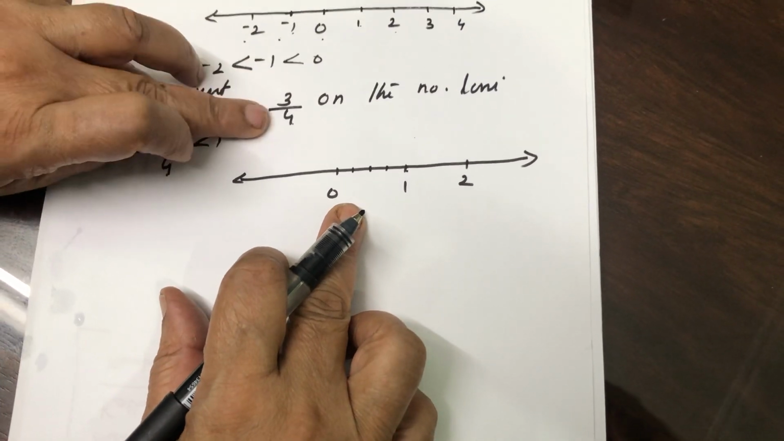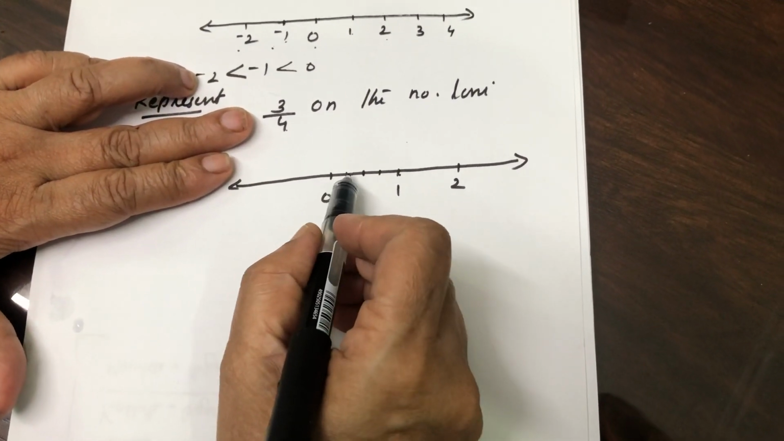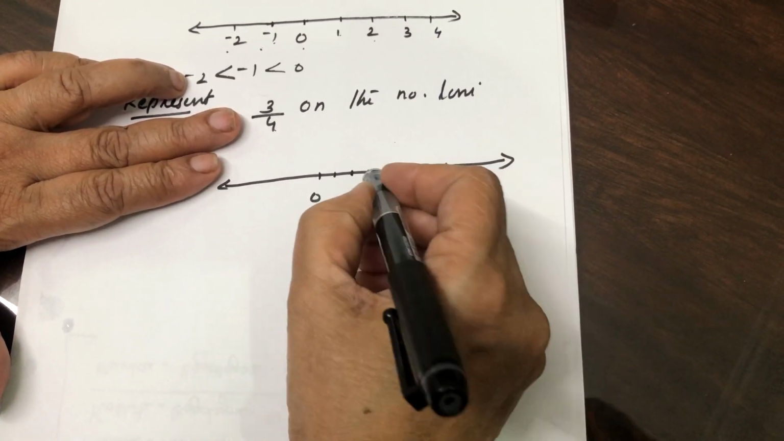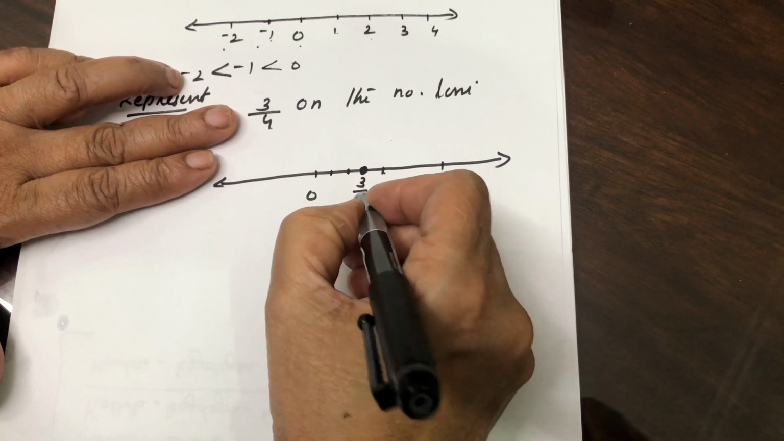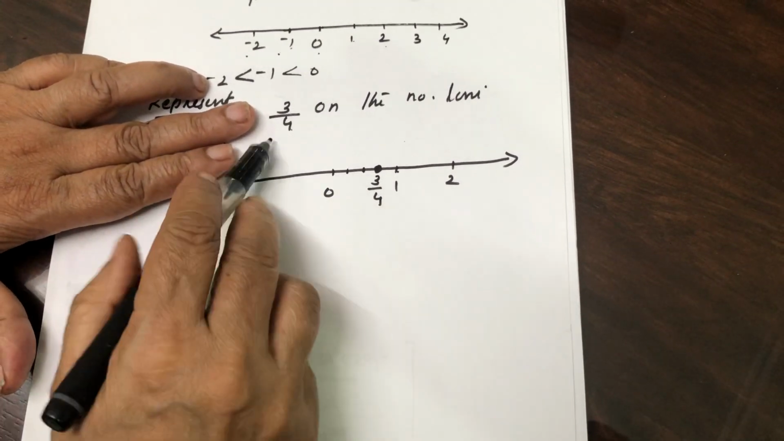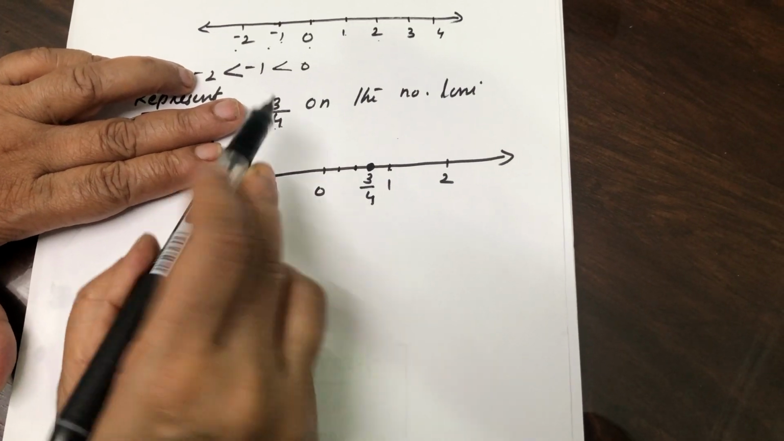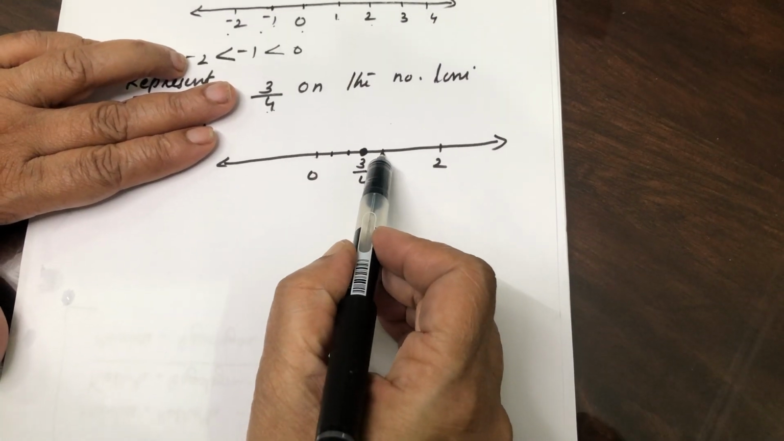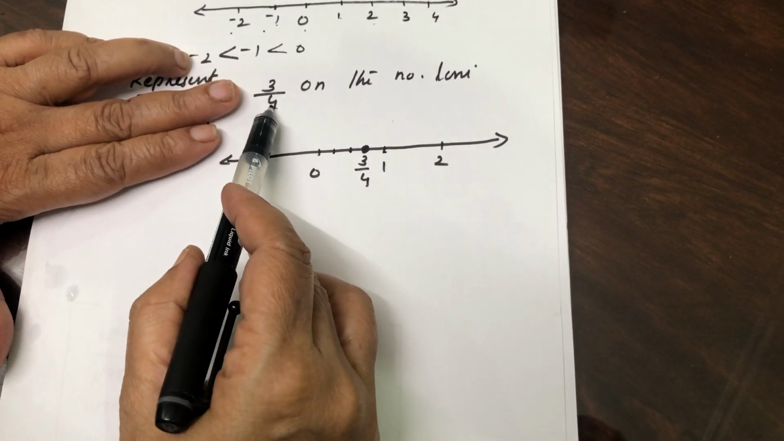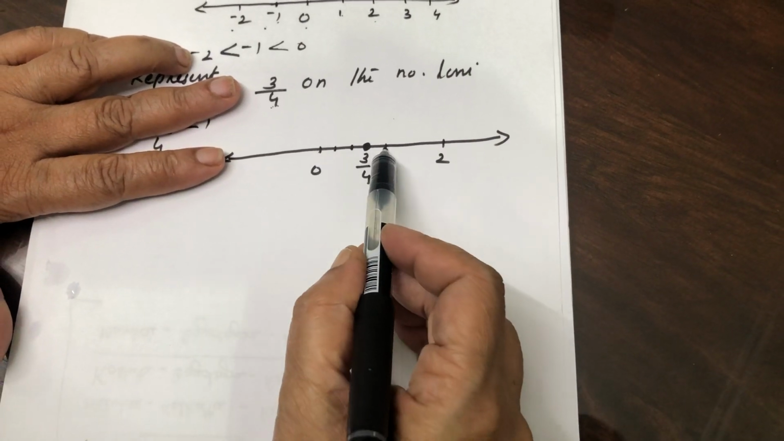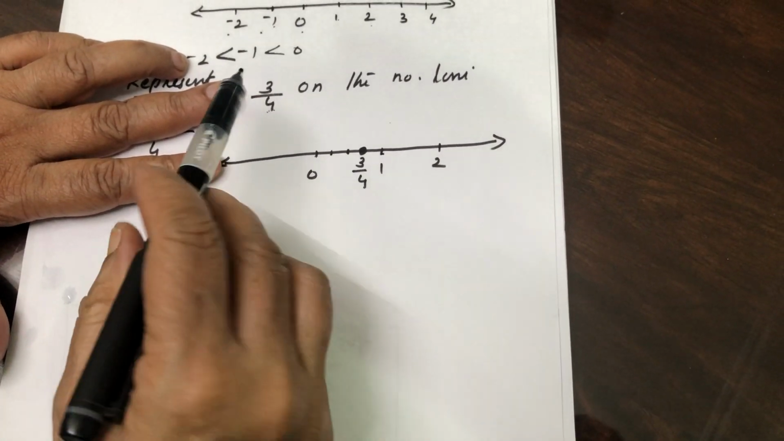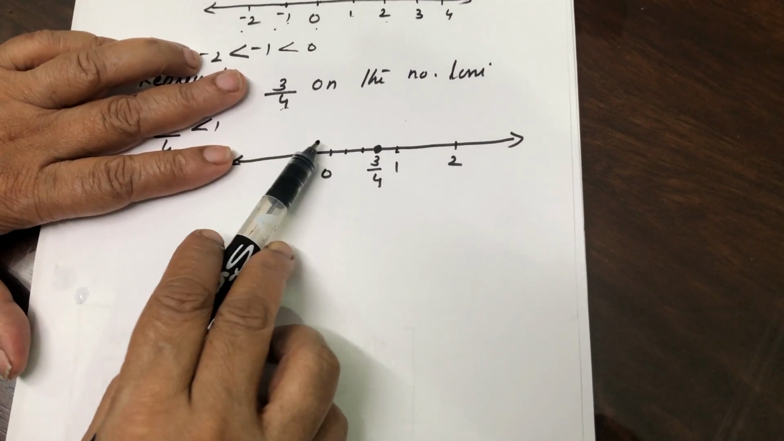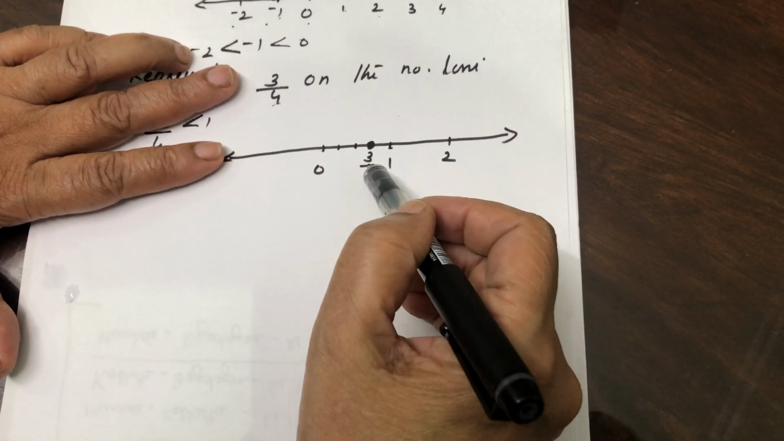So you want to mark 3 by 4. From 0 you mark the third part: 1, 2, 3. This number is 3 by 4. The denominator is 4, so 3 by 4 is between 0 and 1. You divide 0 to 1 into 4 equal parts, and since the numerator is 3, from 0 you move 3 parts towards 1. So this is 3 by 4.